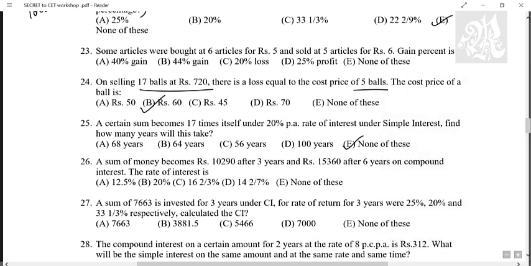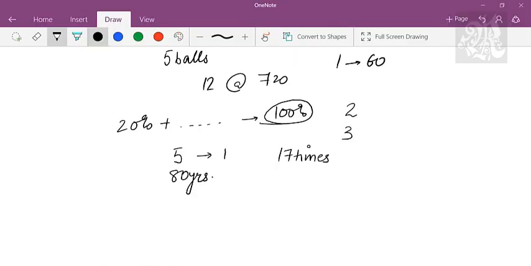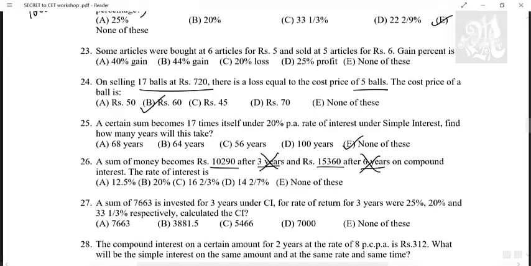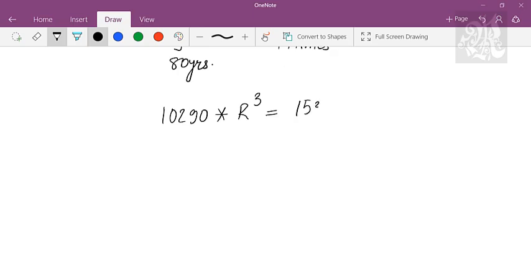Alright, so the next one, sum of money 10290 in 3 years and 15360 in 6 years. Now 3 and 6 don't really count at all here. Okay, because it's ultimately compounding 3 times. So basically what happens is 10290 compounded thrice becomes 15360. So basically the compounding is 15360 over 10290, and this cancels. Okay, you can cancel 3's.